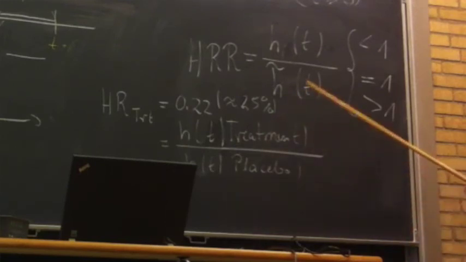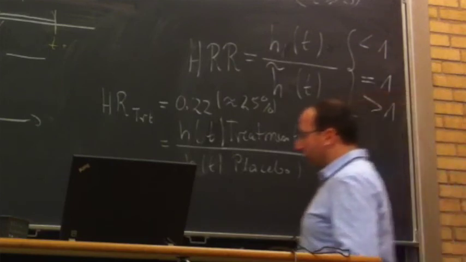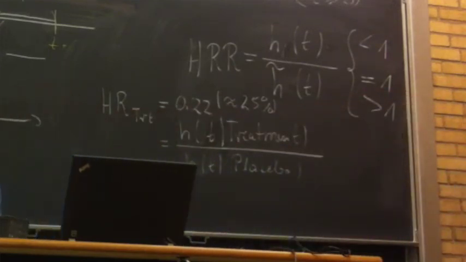So what can you deduce from this interpretation? That the hazard rate ratio is less than 1, or that the hazard in the treatment group to experience the event of interest is less than the hazard in the placebo group. That means that the treatment group has a better time to event experience compared to the placebo group.